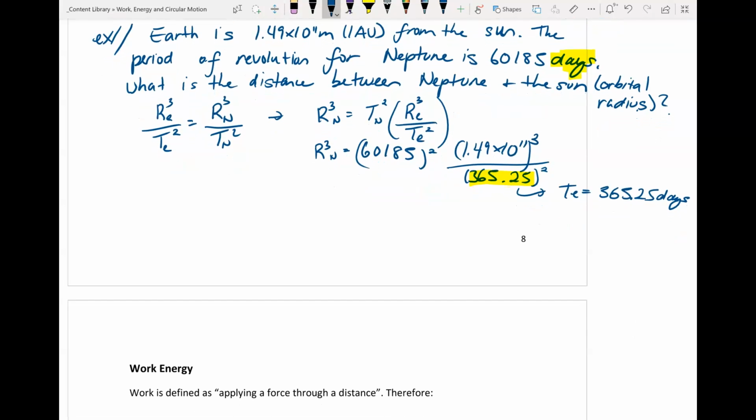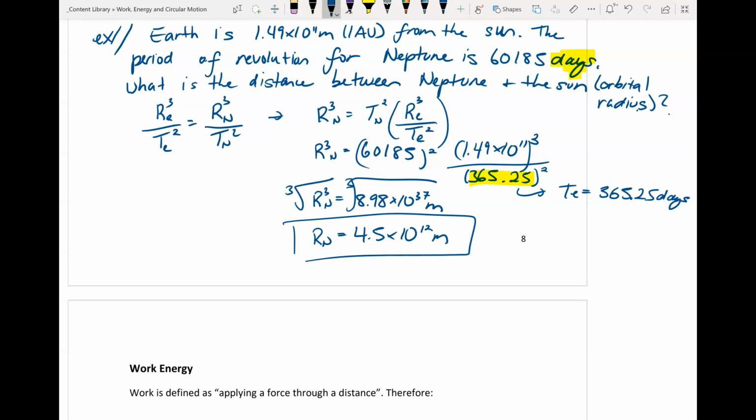Alrighty, and now we're going to go ahead and put this into a calculator and solve. So the orbital radius of Neptune cubed is 8.98 times 10 to the power 37 meters. And then we're going to cube root this to solve for Rn, which is 4.5 times 10 to the power 12 meters. And that is our final answer. You don't have to change it into astronomical units if you don't want to, but just take note that there are going to be questions that are given in astronomical units, and you should know how to convert it to meters if need be.